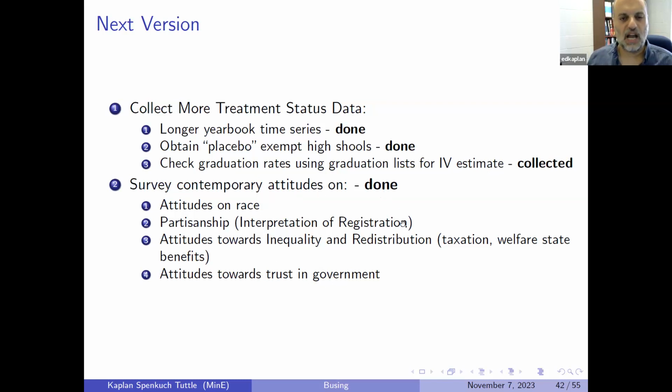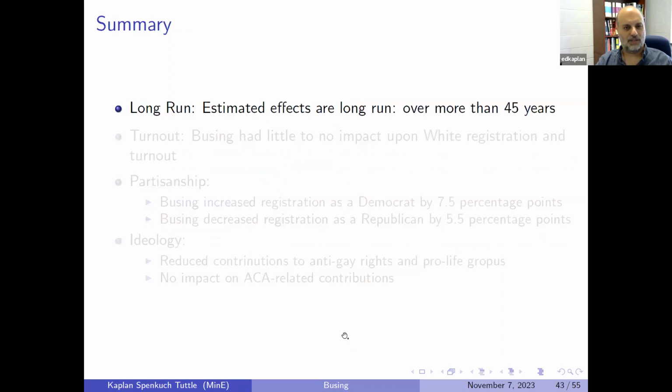We also got money, as I said, from Russell Sage Foundation and National Science Foundation, and we surveyed around 600 people who were in the school system at the time. Some got bused, some didn't, on their attitudes today on race, on their partisanship, on their attitudes towards inequality and redistribution, on attitudes towards trust in government, and also on who they voted for in the last couple of elections. And so we will have those results very shortly as well.